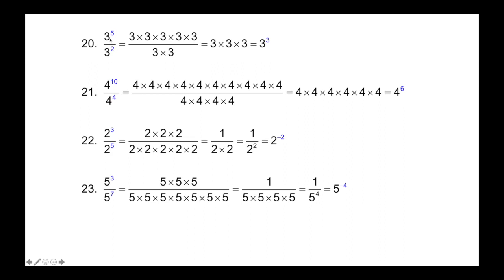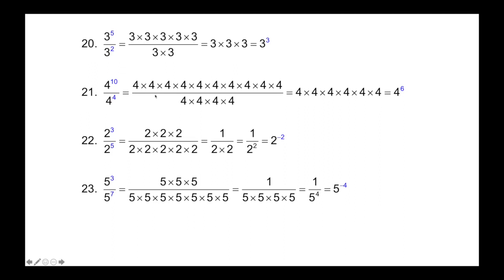I'm thinking of this as having 5 3's in the top and 2 in the bottom. I'm going to cancel a set of 3's here and one more set here, and I'll have 3 3's left in the top, which is where I'm going to get 3 to the third from. For 21, 4 to the 10th, I'm going to write out 10 4's divided by 4 4's. Once again, I would be crossing out 4 of them. I'll have 6 left and they're all in the numerator, and that's where I'm going to get 4 to the 6th.